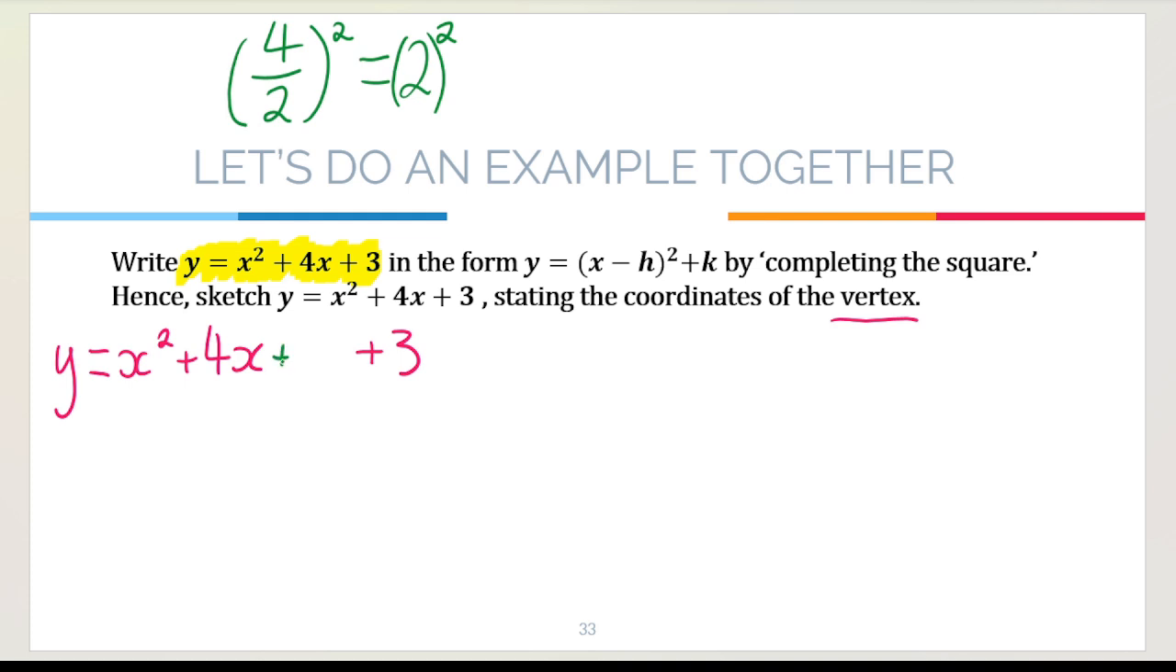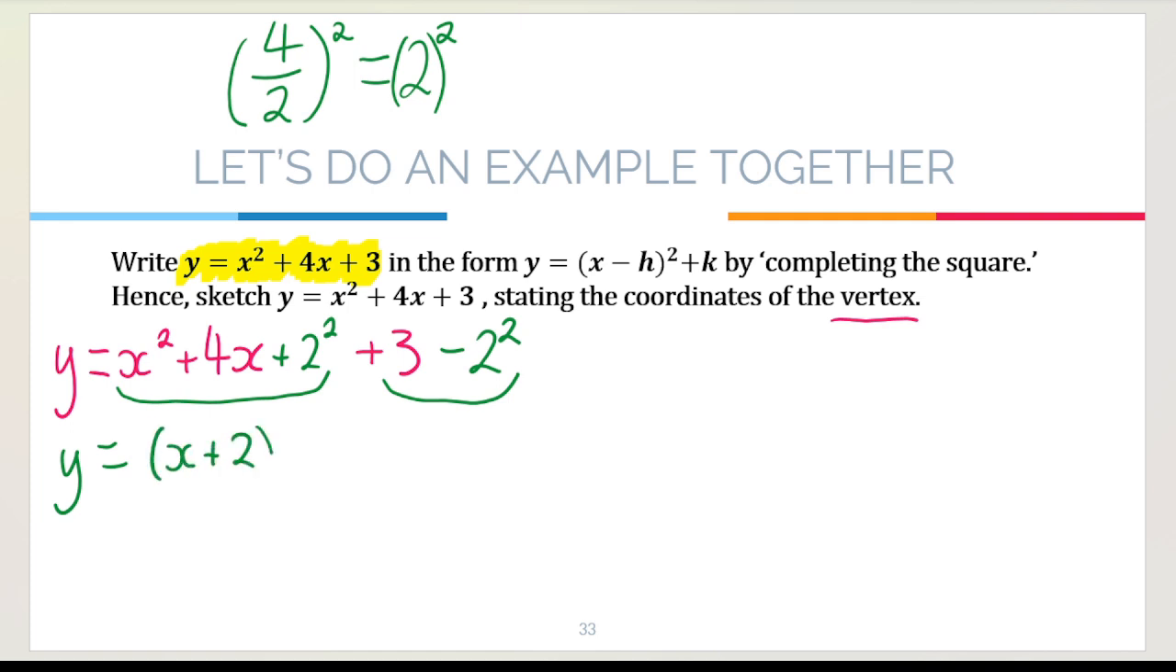So down here we can now add 2 squared, and then we subtract 2 squared. Because it's on the same side of the equal sign, we need to make sure that that is in balance. Now, if I draw this here to indicate that that is all going together, and I draw this here to show that that is all going together, we can turn this into x plus 2 squared, subtract 1, because 3 take 4 is equal to negative 1.